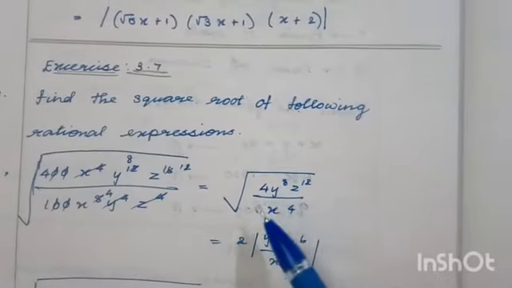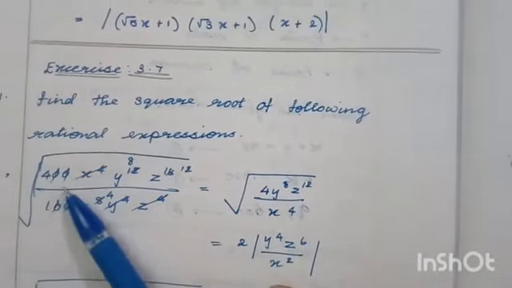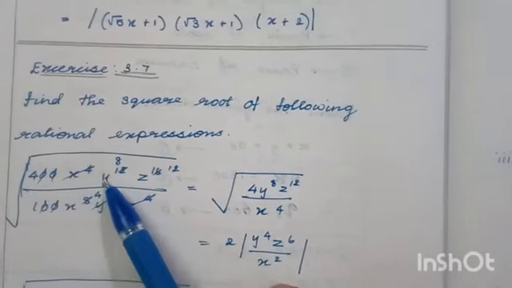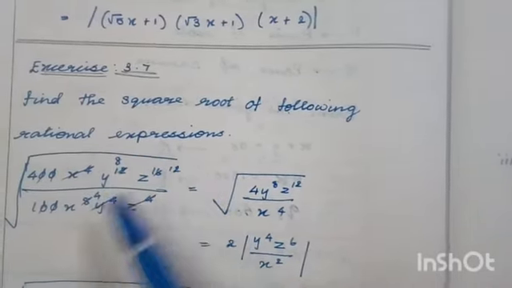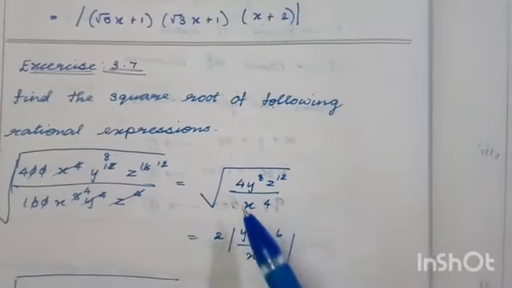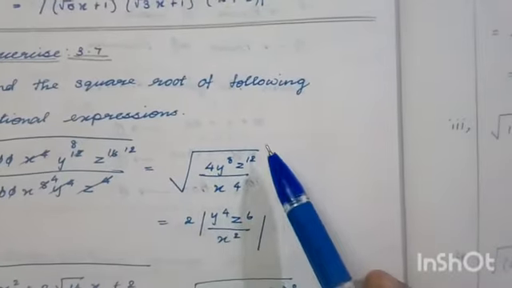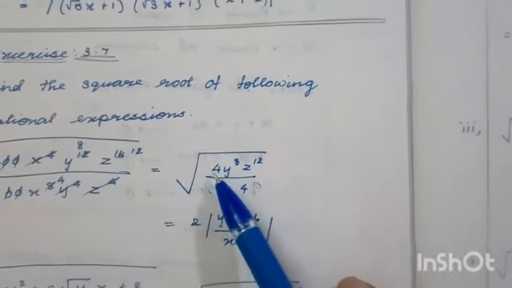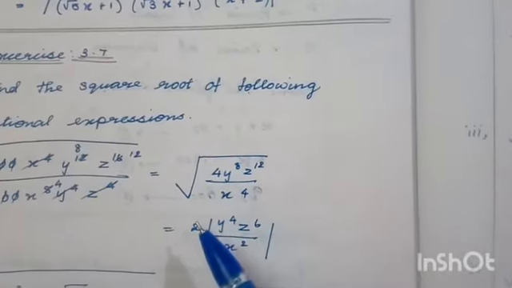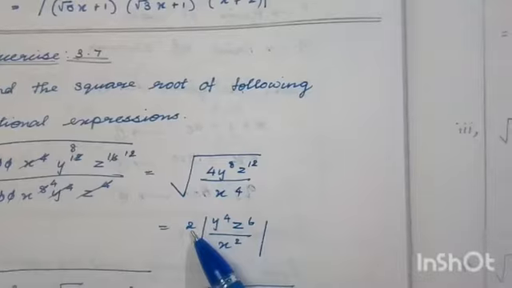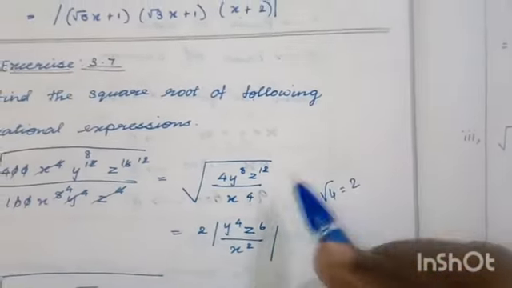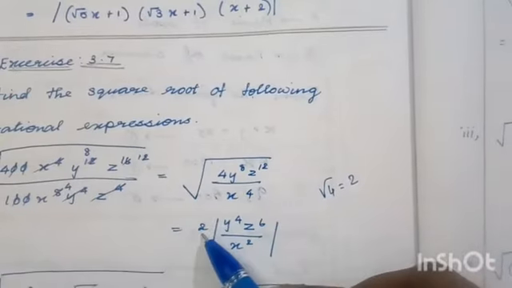So after cancelling we have the square root of 4 into x fully cancelled, so it is 1, y power 8 z power 12 by x power 4. The remaining x power 4 stays one time. Now you have to take the square root. This square root is common for the coefficient and the variables. So the square root of 4 is 2.